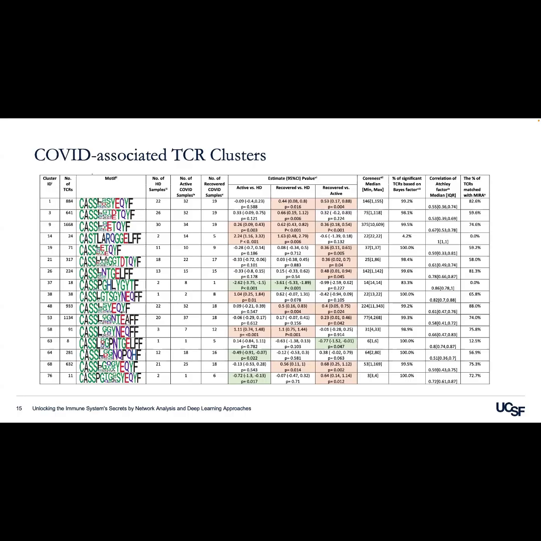has over 800 TCRs in that cluster. Among those 800 TCRs, more than 80% exactly match the MIRA database. That means we can claim that this TCR cluster is made of SARS-CoV-2 epitope specific TCRs. But very interestingly, there were a few TCR clusters with no matching at all.